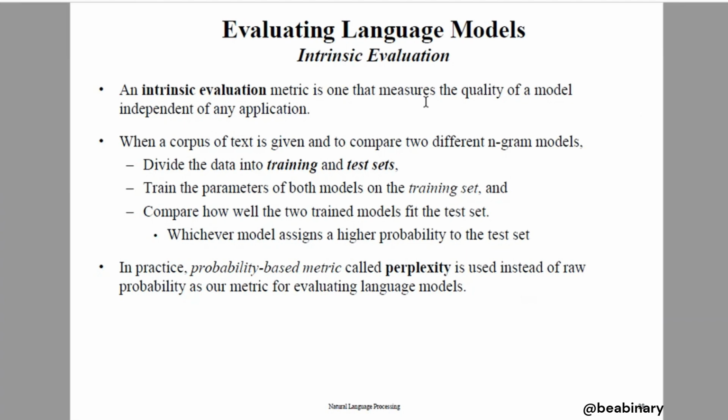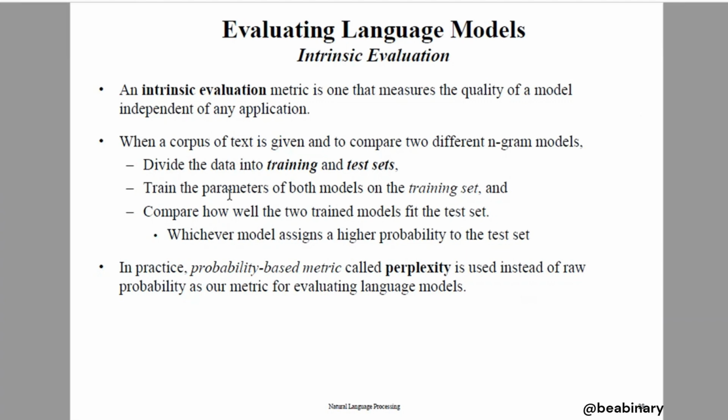Then we have an intrinsic metric, which is one of the measures of quality, measures the quality of a model independent of any application. ठीक है। So when we have a corpus, that is, a training set of text data given, we compare two different n-gram models. ठीक है। So for that we divide the data into the training set and then test sets. ठीक है, आपका जो भी है और जिसको टेस्ट करना है, जो अभी आपने देखा.